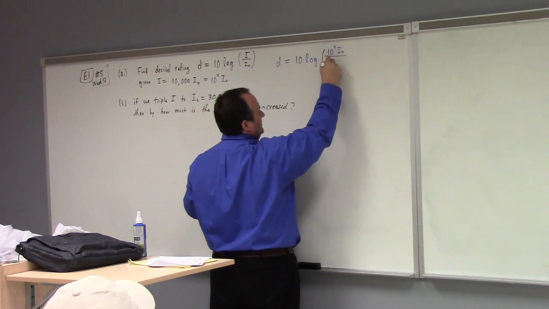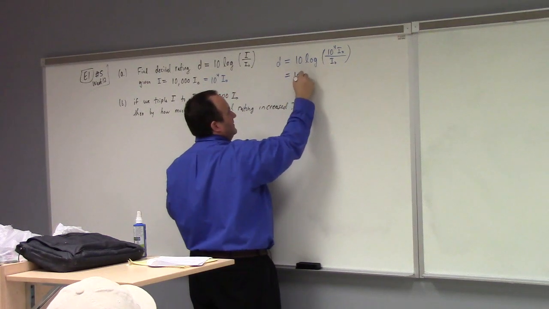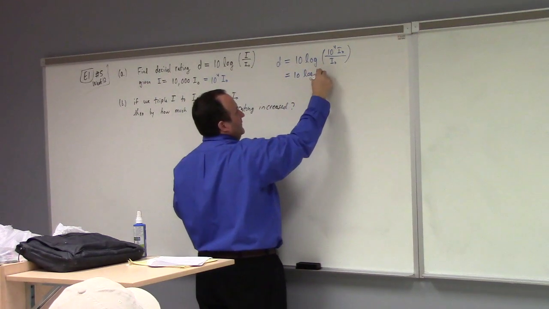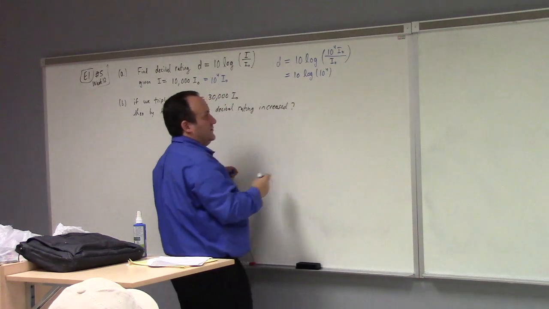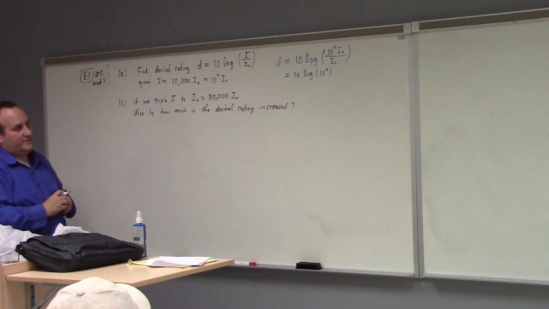I divide by I naught, right? They cancel, and you just get 10 times the log of 10 to the fourth. Now, what is log unadorned? Well, that's the common log, right? That is log base 10 by assumption here. So what is that equal to?